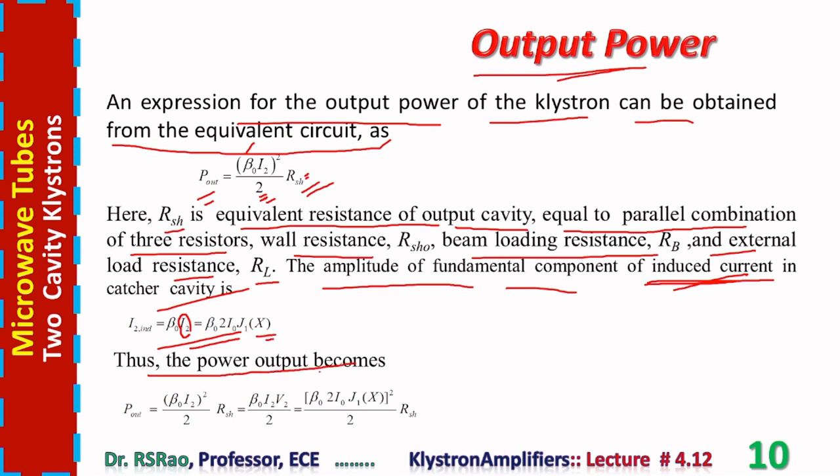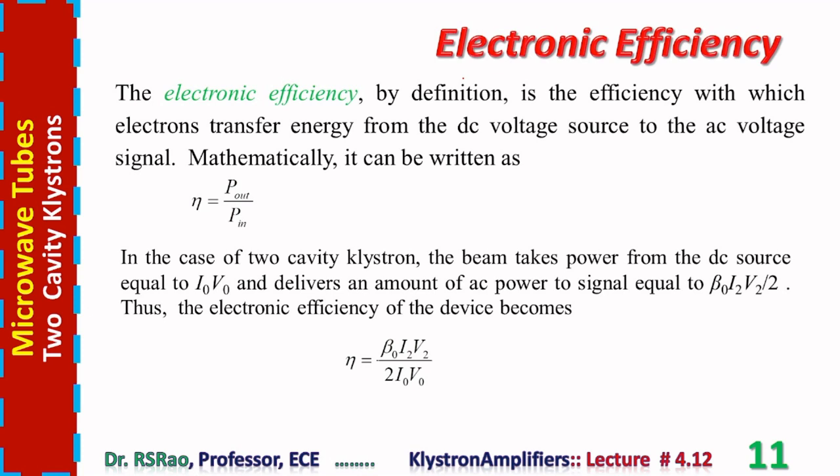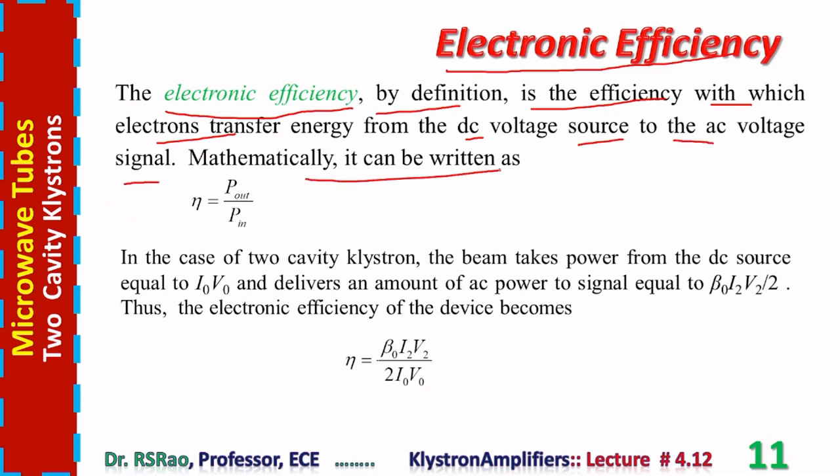Thus, the power output becomes P out is β0 I2 whole squared by 2 RSH, which is equal to β0 I2 V2 by 2, which is equal to (β0 2 I0 J1(x)) whole squared by 2 multiplied by RSH. Now we consider another parameter, electronic efficiency. The electronic efficiency by definition is the efficiency with which electrons transfer energy from the DC voltage source to the AC voltage signal. Mathematically, it can be written as η equal to P out by P in. Efficiency is always output by input.